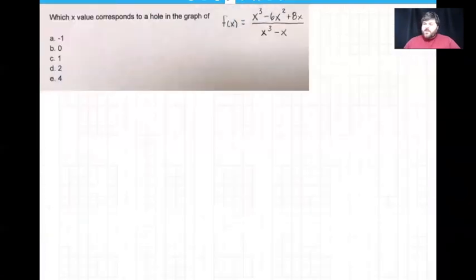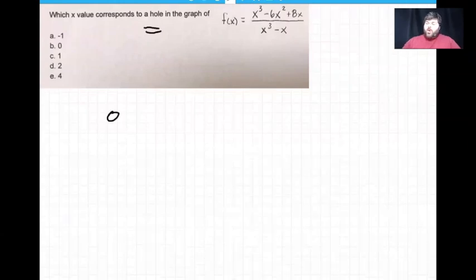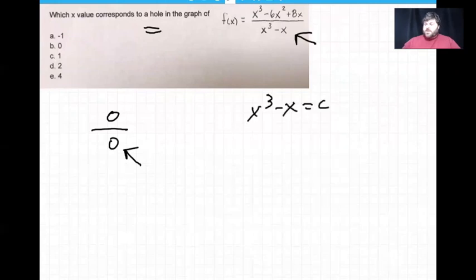All right, which x values correspond to a hole in the graph of f of x equals x to the third minus 6x squared plus 8x divided by x to the third minus x? Okay, so we're asked to find which x value corresponds to a hole. So we're remembering that a hole is when you plug in an x value and you get 0 over 0. So first thing, I've got to get a 0 on the bottom. So what values of x make 0 on the bottom? Well, just set up an equation where the bottom is equal to 0. Okay, you factor out an x here.